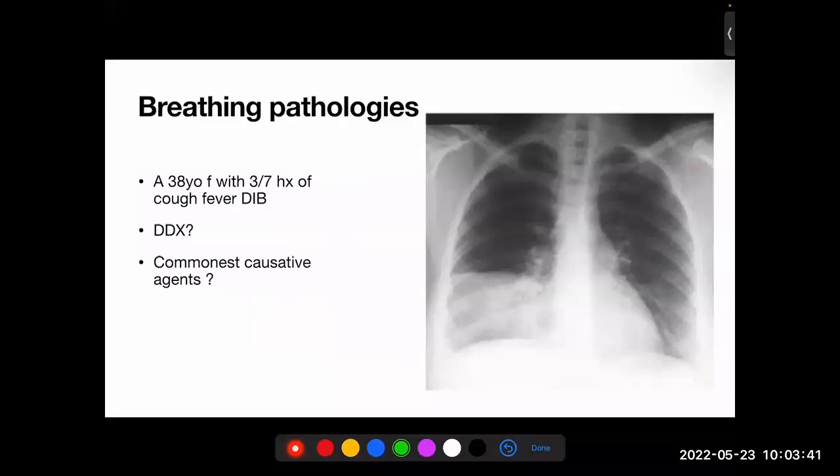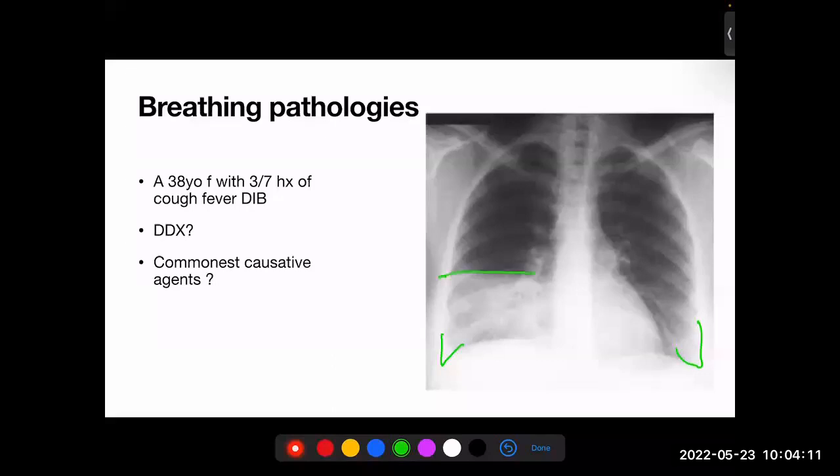Okay. A 38-year-old female with a 3-day history of cough, fever, difficulty in breathing. What is your diagnosis? Pleural effusion. My friend, are you seeing this? Lobar pneumonia. Who is saying global pneumonia? It's fine. I agree with you. It is lobar pneumonia. It's just lower lobe.